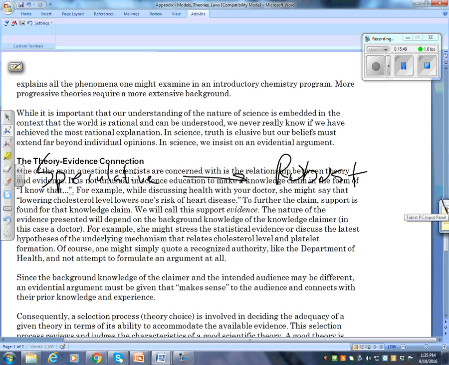Let's move on. While it's important that our understanding of the nature of science is embedded in the context that the world is rational and can be understood, we never really know if we've achieved the most rational explanation or the best one. In science, the truth is elusive, but our beliefs must extend far beyond individual opinions. In science, we insist on an evidential argument. In other words, we insist that there be some evidence. We can't just go with our opinion.